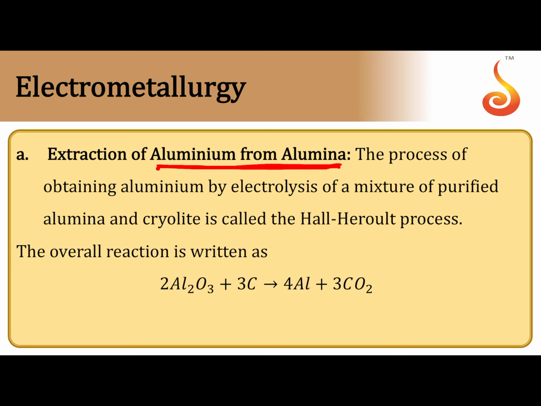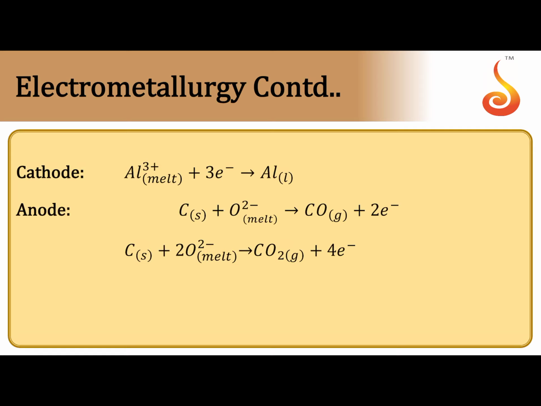The process of obtaining aluminum by the electrolysis of a mixture of purified alumina, Al2O3, and cryolite is specially called the Hall-Héroult process. That is the electrolytic method. The overall reaction: when Al2O3 alumina is subjected to reduction by coke, it loses oxygen and becomes aluminum. The oxygen combines with coke, forming carbon dioxide as well as carbon monoxide.